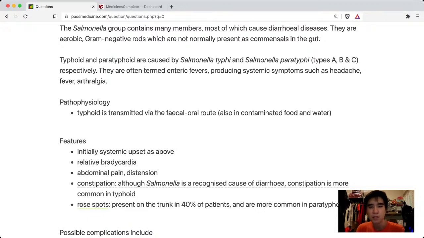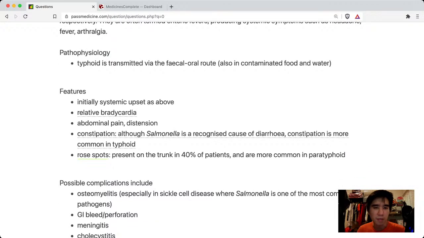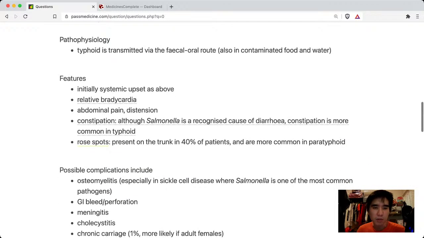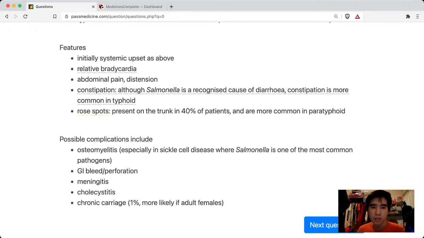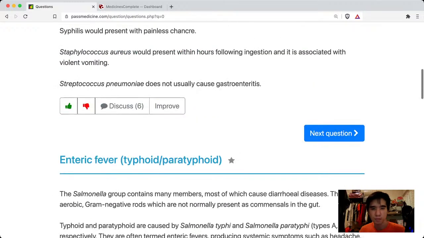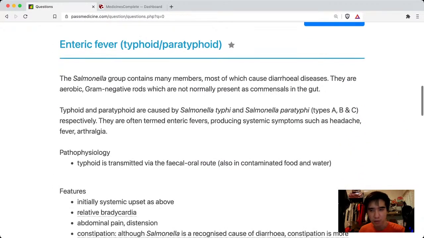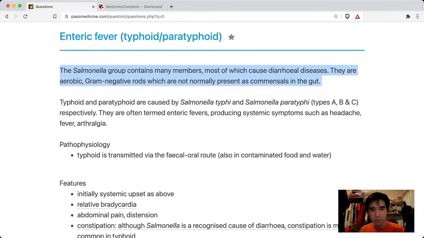Pathophysiology: typhoid is transmitted via the fecal-oral route, also in contaminated food and water. Features initially include systemic upset as above, relative bradycardia, abdominal pain, distension, constipation. Although Salmonella is a recognized cause of diarrhea, constipation is more common in typhoid. Rose spots present on the trunk in 40% of patients. They are more common in paratyphoid. So paratyphoid and typhoid are different, huh? Salmonella typhi and Salmonella paratyphi.